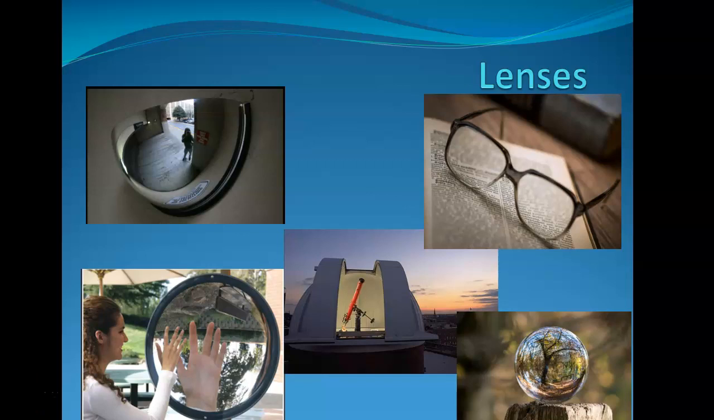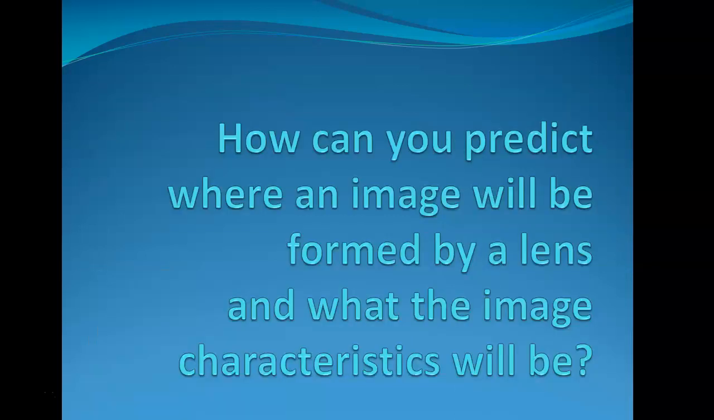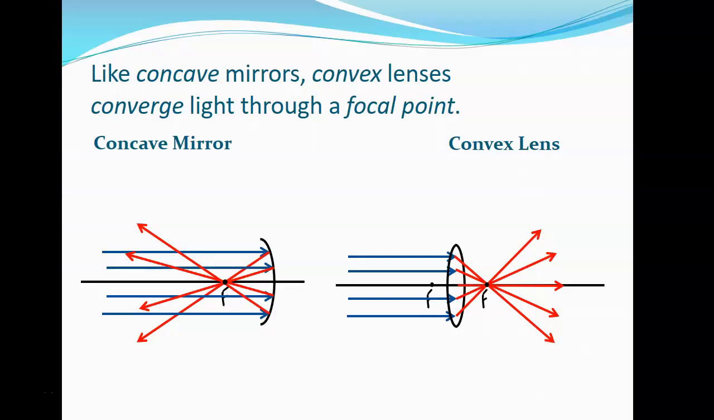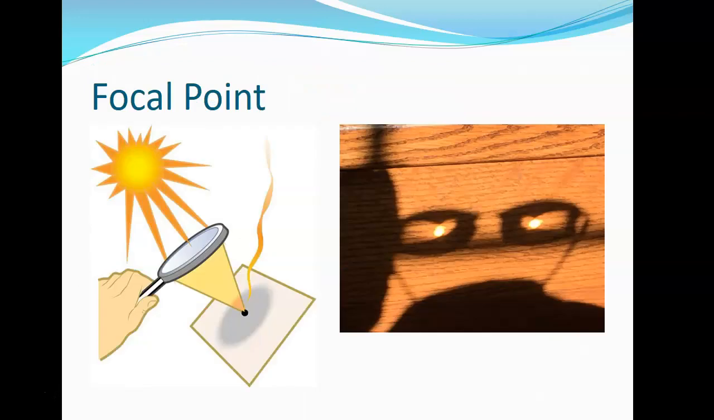Like curved mirrors, lenses can be used to bend light in useful ways. So how can we predict where the image will be formed and what its characteristics will be? Well, like concave mirrors, convex lenses converge or bring together light to a focal point. It's just that it's on the other side because the light travels through the lens instead of being reflected back off of it.